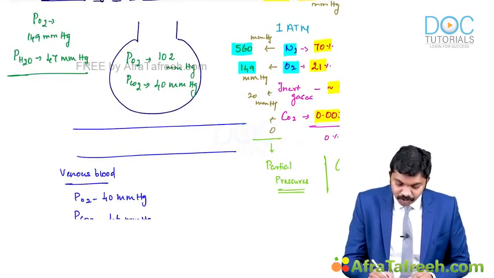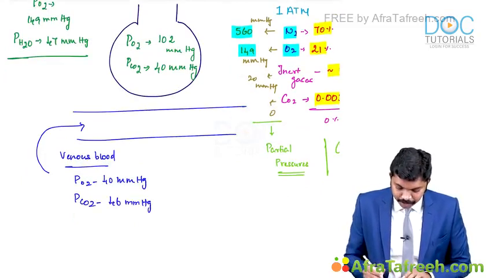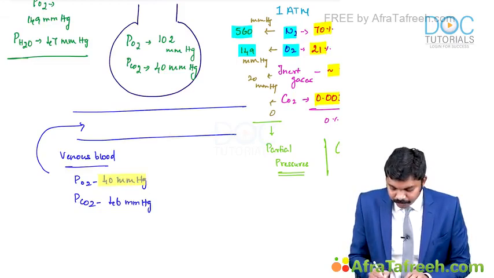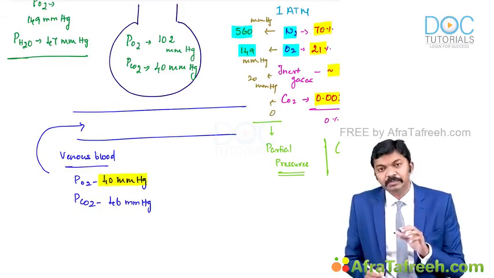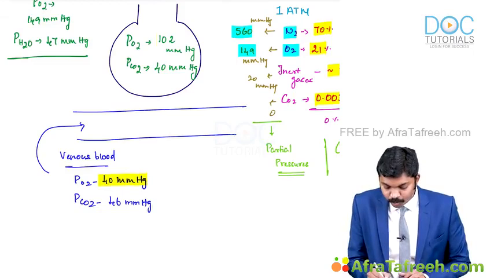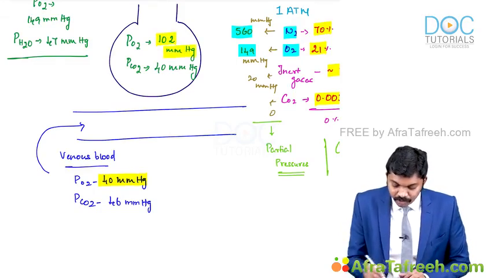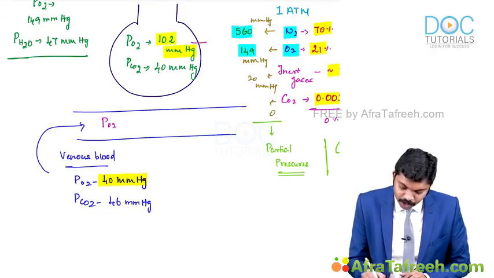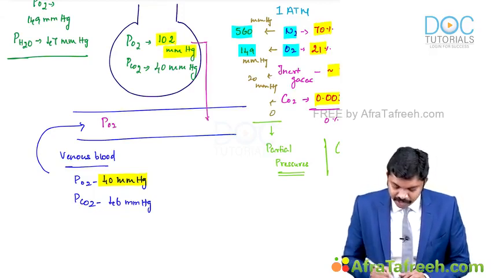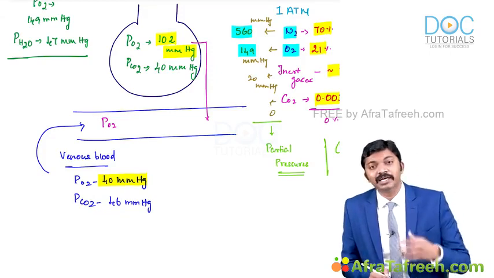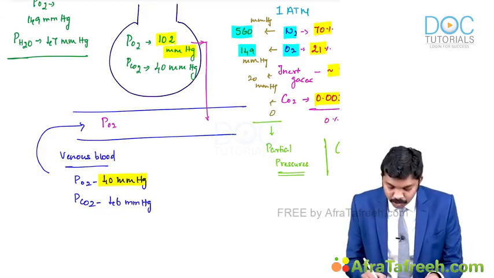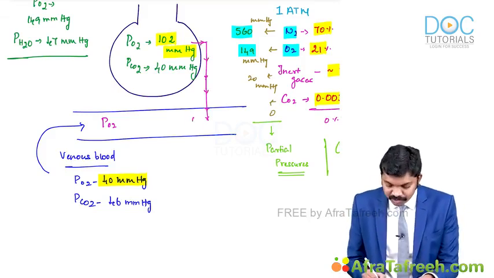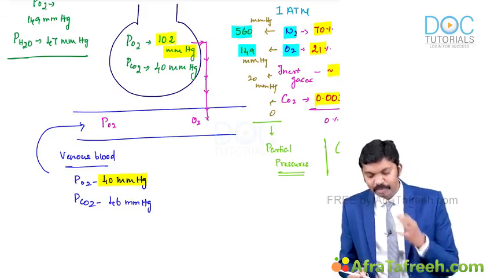So, venous blood flows into the pulmonary capillary with a partial pressure of 40 for oxygen and 46 for carbon dioxide. If you look at the partial pressure of oxygen in the alveolus, it is 102 millimeters of mercury. So for oxygen transfer, there is a gradient: 102 in the alveolus and 40 in venous blood. Naturally, the gradient drives oxygen to move from the alveolus into the pulmonary capillary. So there is transfer of oxygen from the alveolus into the pulmonary capillary, doctors.